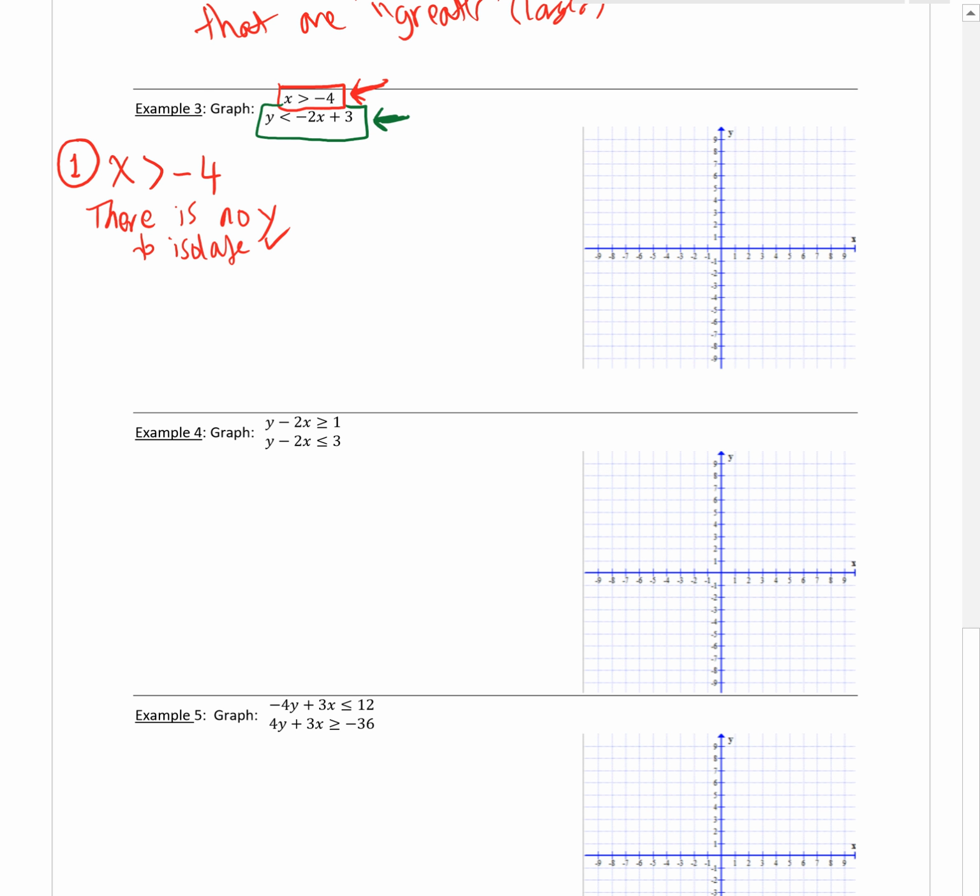Yeah, so just say, okay, that means that I guess I'm done. If there was a y to isolate, I would, but no, I can't. Alright, so I'll just leave it as it is. Step 2 was to change the inequality symbol, which we have as a greater than, to an equal sign. So I'm going to write this as x equal to -4 and graph that line.